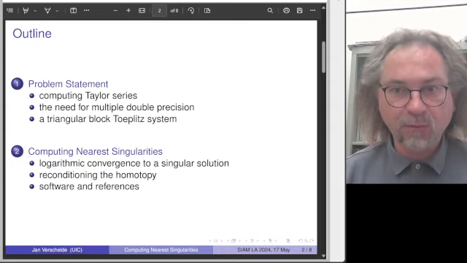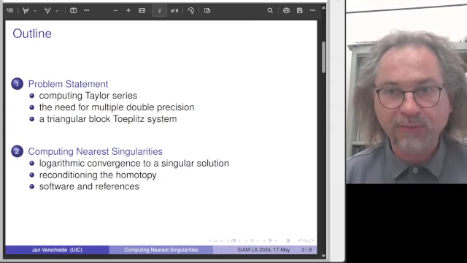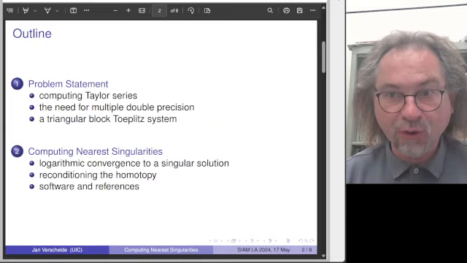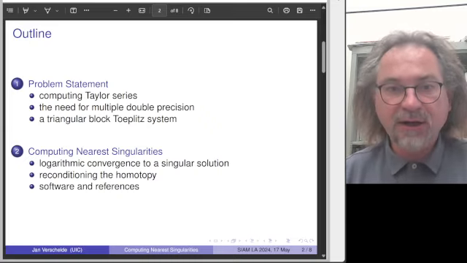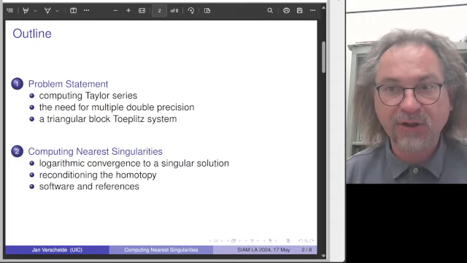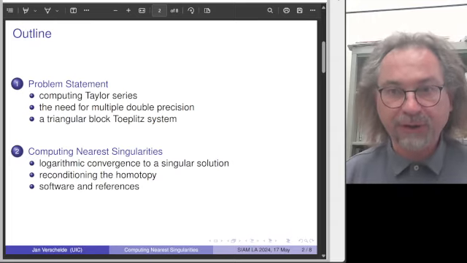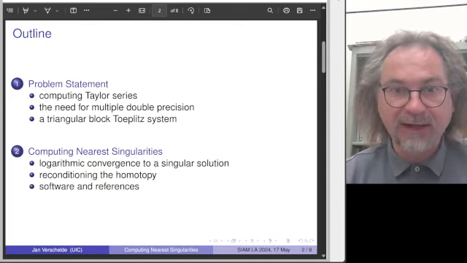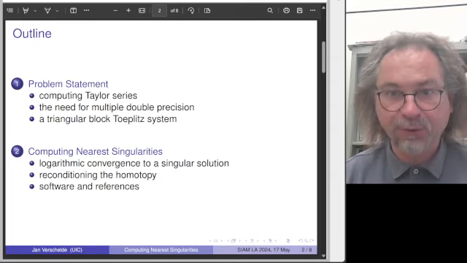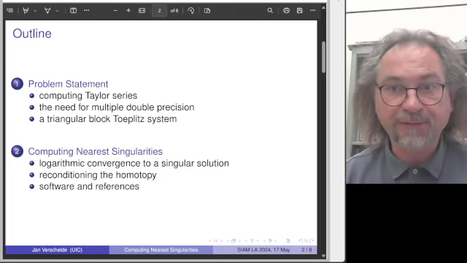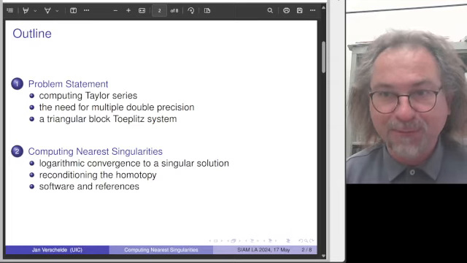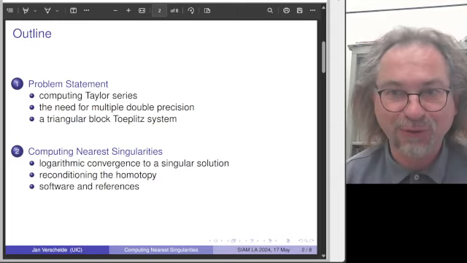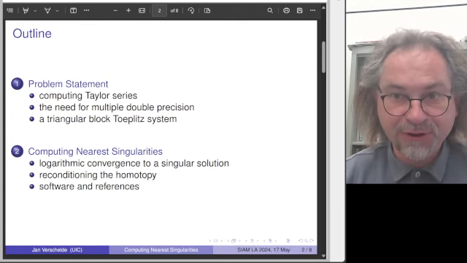Numerically, one can run into troubles when one is already very close to a singularity. One actually has to recondition the homotopy in order for the numbers in the coefficients of the Taylor series to be well scaled. And I will end by pointing at some free and open source software. Essentially the purpose of this talk is that you would look into our papers.